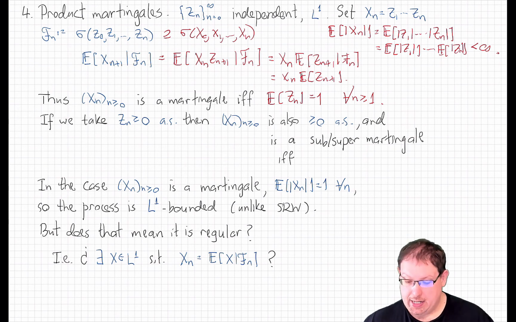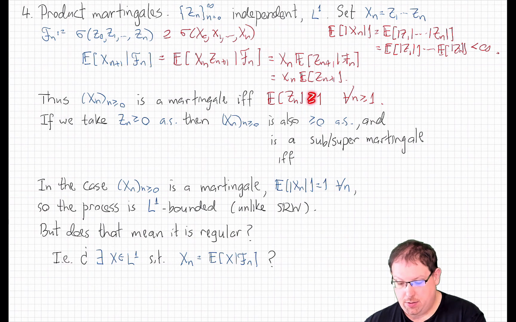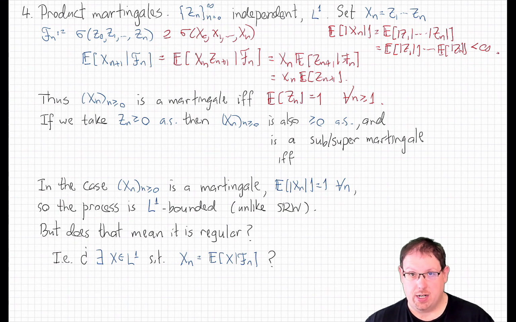We could also ask whether it's a sub or super martingale, and that's going to be determined by whether this is greater than or equal to or less than or equal to 1. But we have to be careful there because now we're multiplying by X_n. So in order for those inequalities to stay in the same order, we better assume that X_n is non-negative. So that's the general setup where these multiplicative martingales come into play.